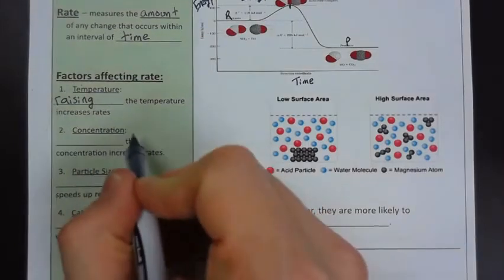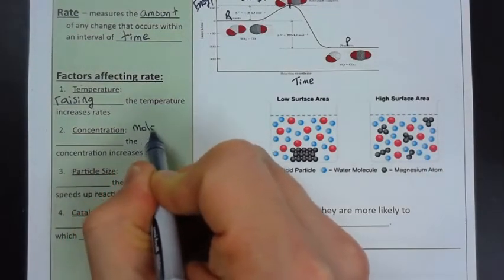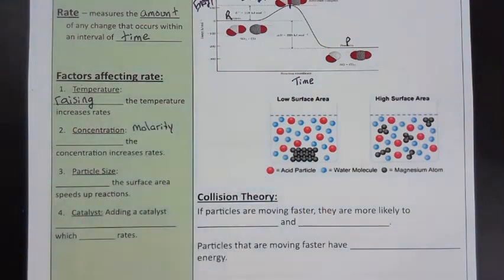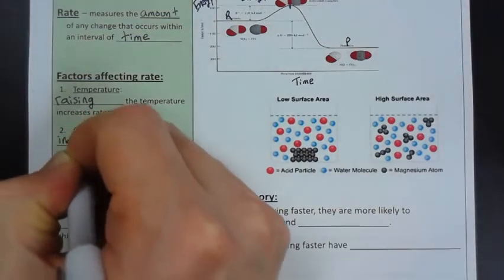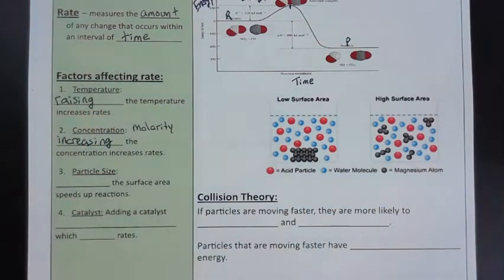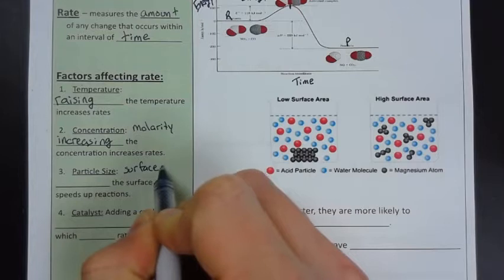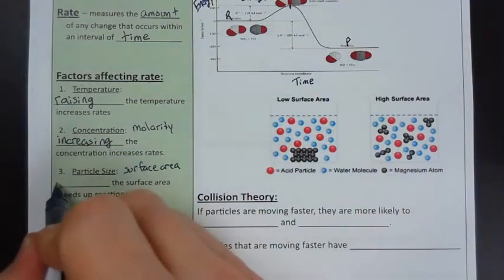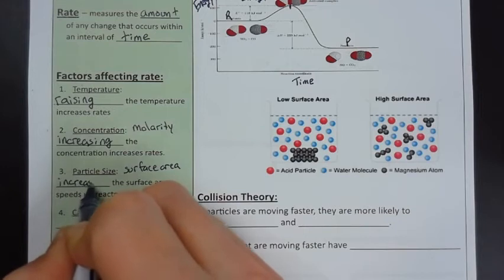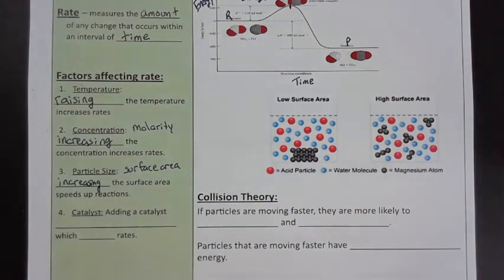Okay. Concentration, again, is referring to molarity. So how densely concentrated or how many moles of solute can we pack into a particular beaker or solution. So increasing the concentration will increase the rate of the reaction. Putting more material into the system will cause it to collide more and cause the reaction to speed up. And then particle size is what we refer to as surface area. Okay, so increasing the surface area speeds up a reaction.